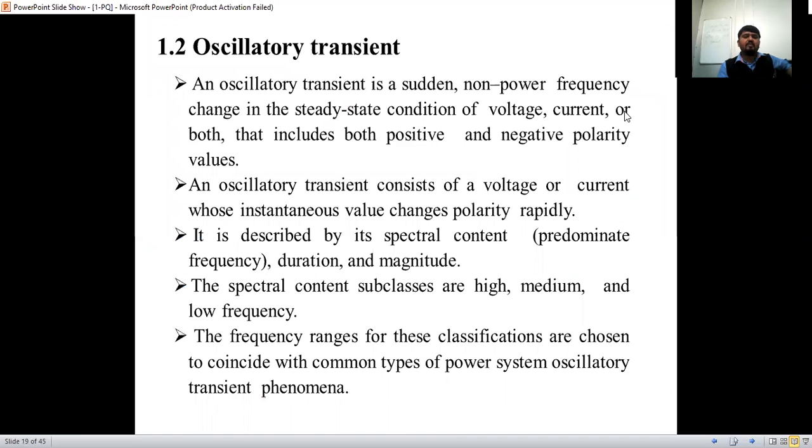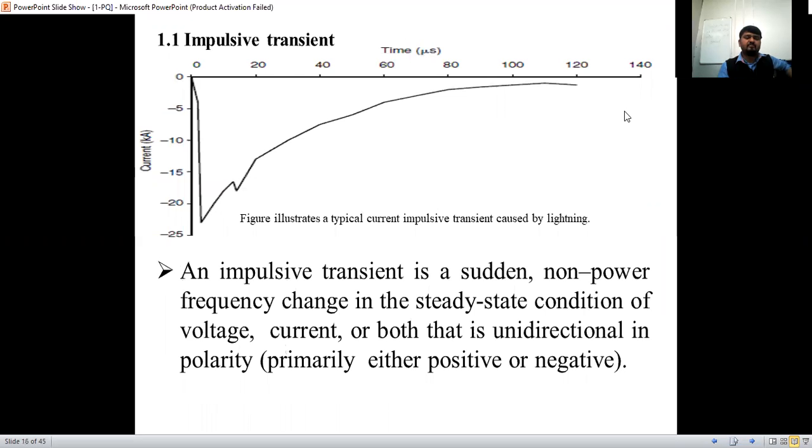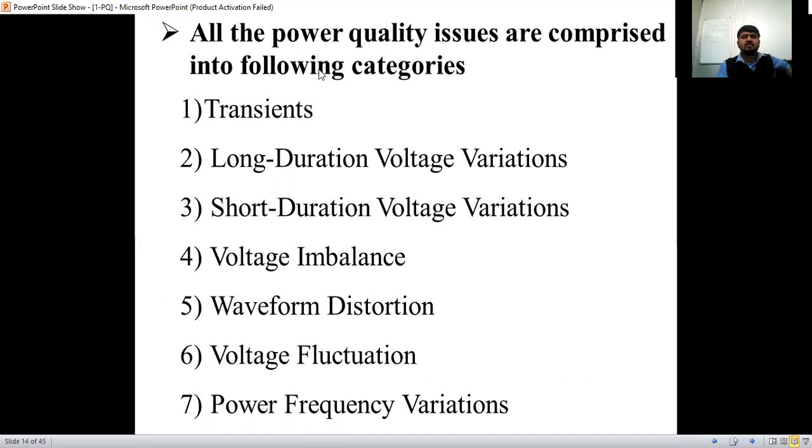So this all comes under this category one. See here, the power quality issues are comprised into the following categories. We have discussed transients, long duration voltage variations, that is over voltage, under voltage, and sustained interruptions. We have discussed short voltage variations, that is sag and swell.